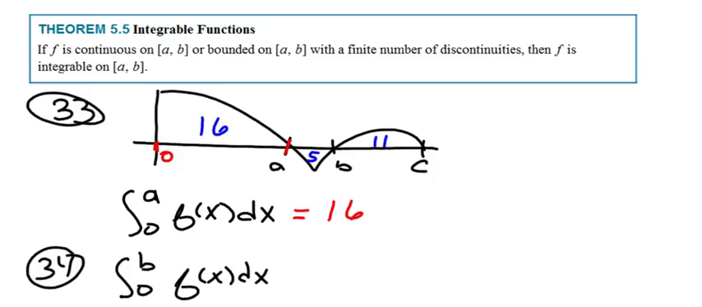And then the next one says, okay, well, what is the area from 0 to b? So from 0 to b, we can see that we're going to have the 16. And then we have to have the area that's from A to B that is below the x-axis. So we're going to say minus 5, which is an area of 11.